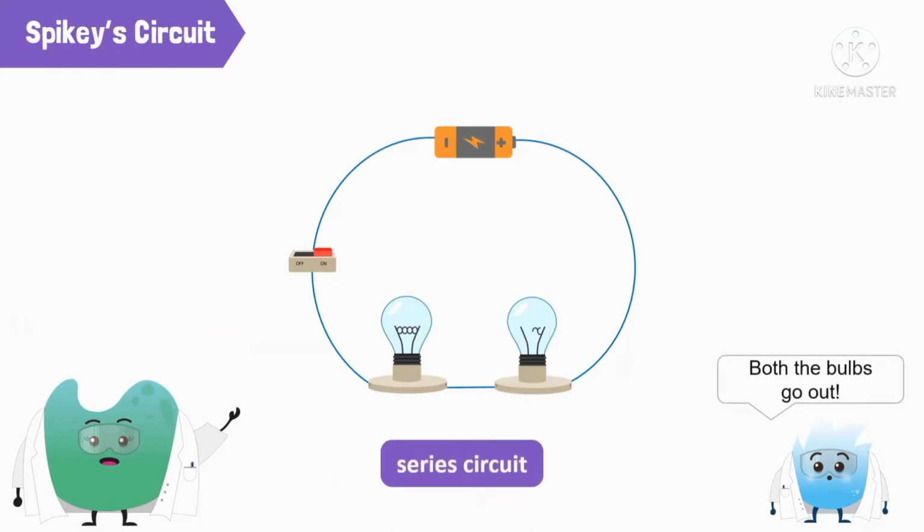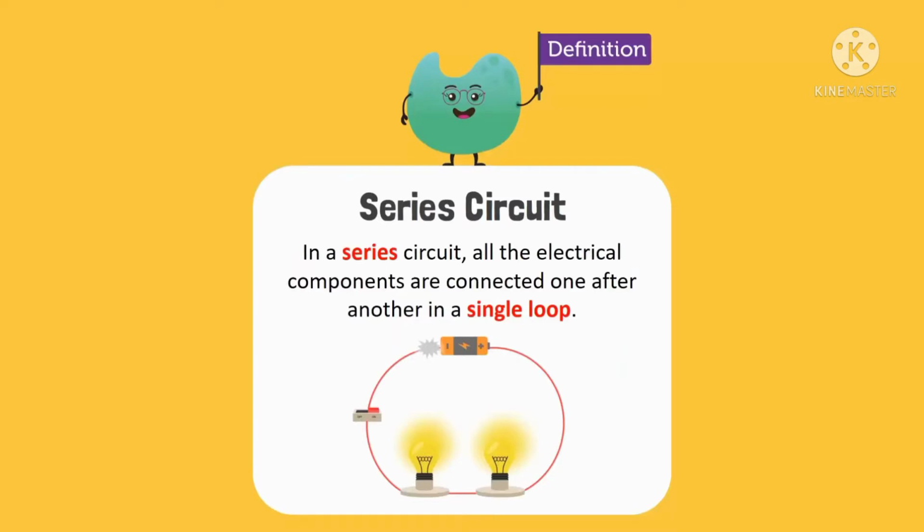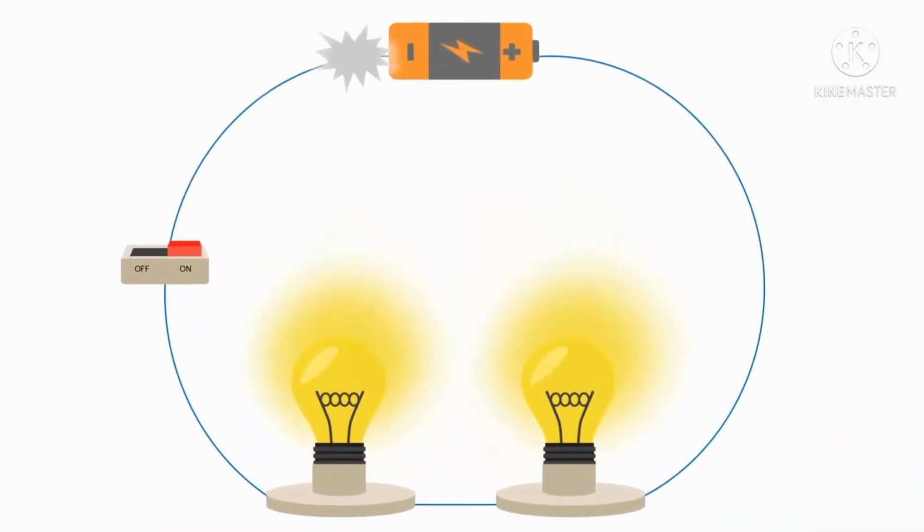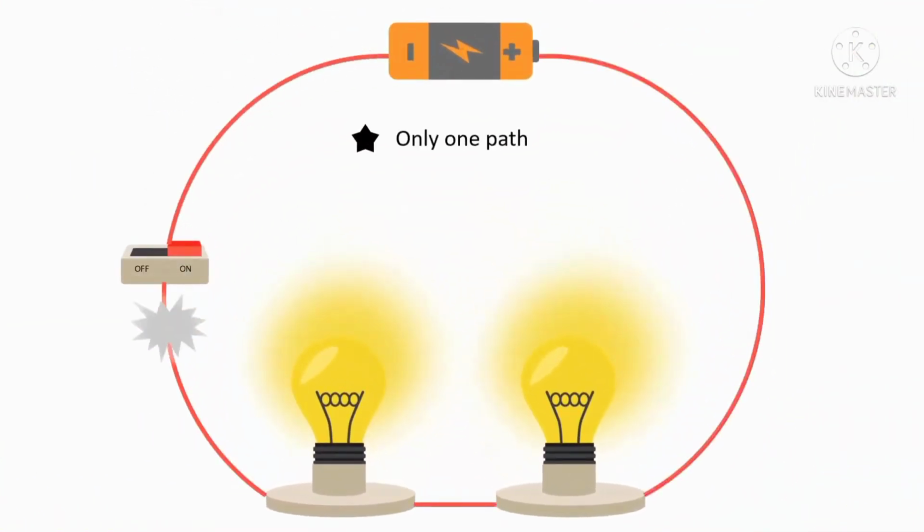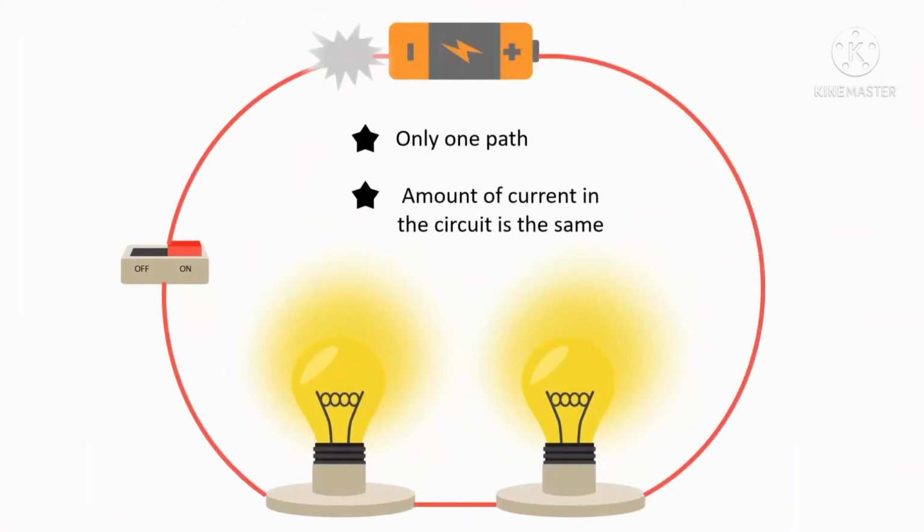This is a series circuit. If all the electrical components are connected one after another in a single loop, then it is a series circuit. In a series circuit, there is only one path for the current to flow. The amount of current that flows through each bulb of the circuit is the same.